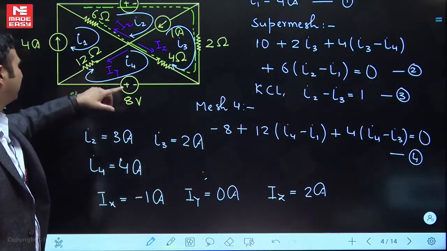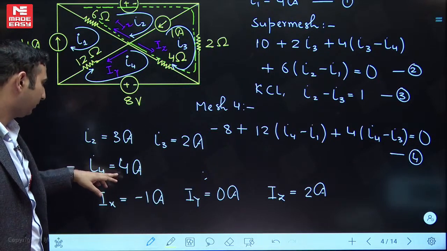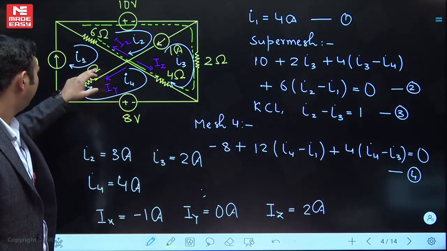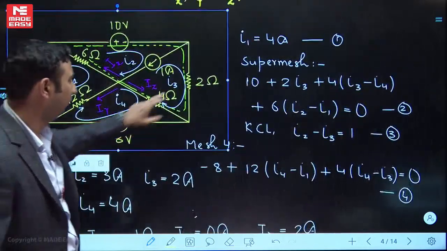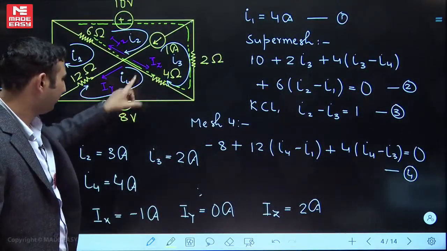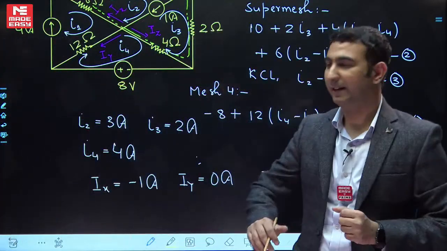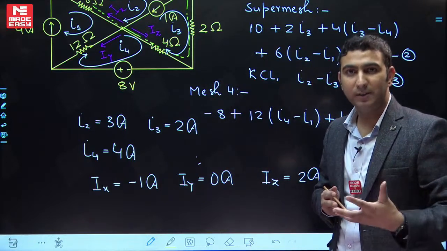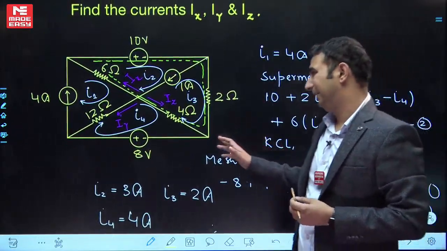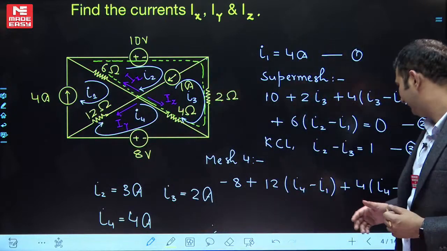What will be IY? IY will be equal to I1 minus I4. I1 is 4 minus I4 is 4. This is coming as 0. And IZ will be I4 minus I3, so I4 minus I3 will be 2 amperes. The calculation you can do on your own. The thing is that we just want to solve the questions and learn the concepts that are important from the examination perspective. It's a good question because in this we saw the super mesh, mesh 2 and normal calculation also. So let's move forward. Let's see the next question.